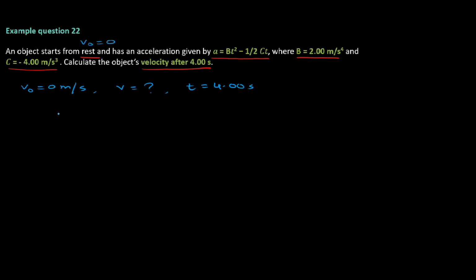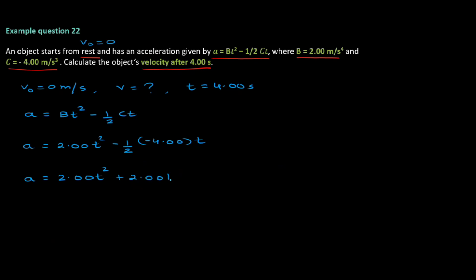I have the acceleration function given as a equals bt squared minus half ct. And we have the value of b and c, which I will substitute here. A equals b is 2 t squared minus half. C is negative 4 t. And when you simplify this, you can write a as 2 t squared plus 2 t. The minus and minus here becomes plus.